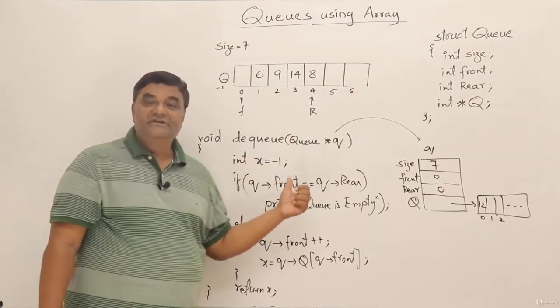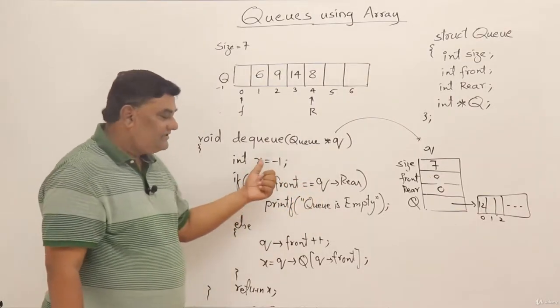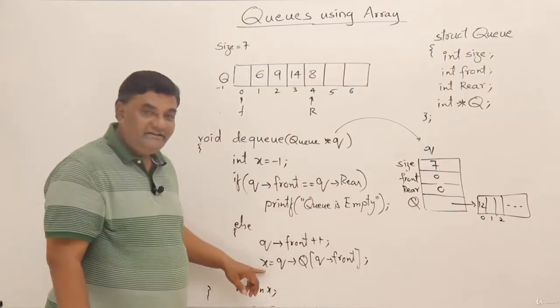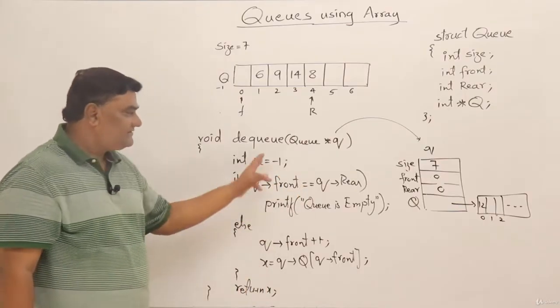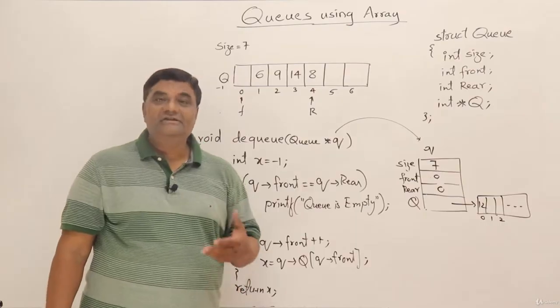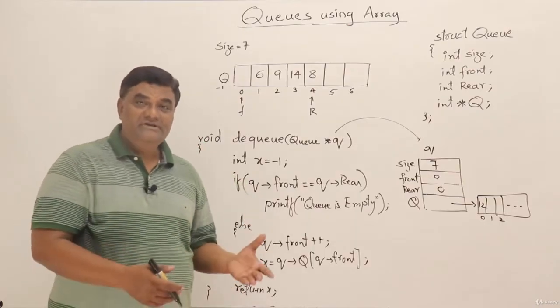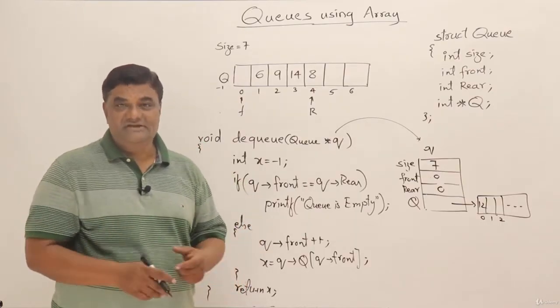What happens if the queue was empty? So that x will have -1 and nothing is assigned to x. So it will return -1. So if this function is returning -1, it means queue is empty. There are no elements in the queue.